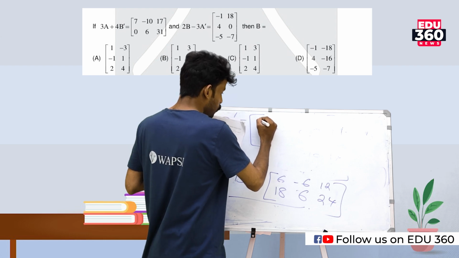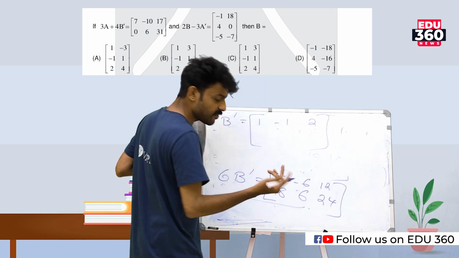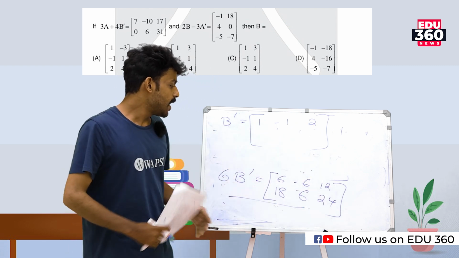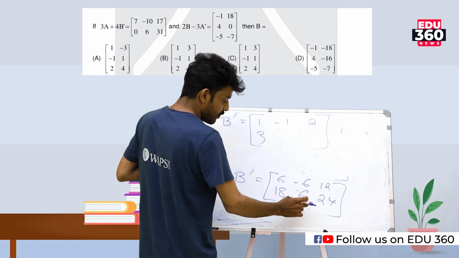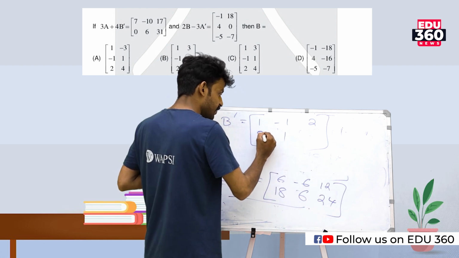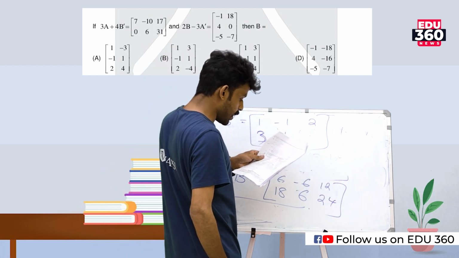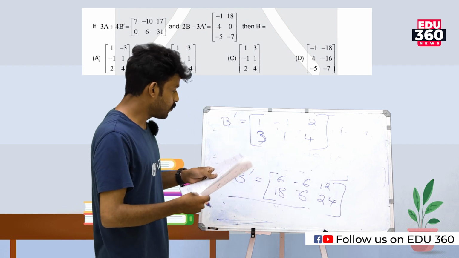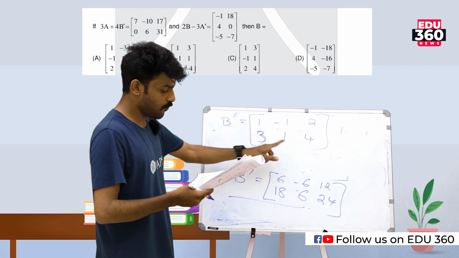as, yes, 1 minus 1, 2, because 6 by 6, the value is 1, minus 6 by 6, the value is minus 1, 12 by 6, that is equal to 2, and here 18 by 6, the value is 3, and 6 by 6, the value is 1, and here 24 divided by 6, the value is 4. So we can write b dash is equal to 1, minus 1, 2, 3, 1, 4.